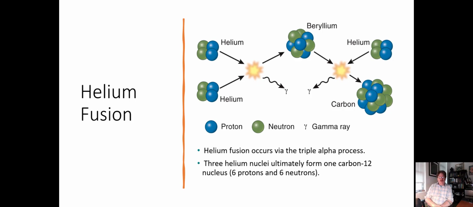This combination will turn into a beryllium atom, or I really should say beryllium nuclei. It's so hot that the electrons are no longer bound to anything. So you have this beryllium nuclei, and very, very quickly it smashes into another helium nuclei, and the two form carbon. And another gamma ray pops out. This process is referred to as the triple alpha process, because helium nuclei are referred to as alpha particles.